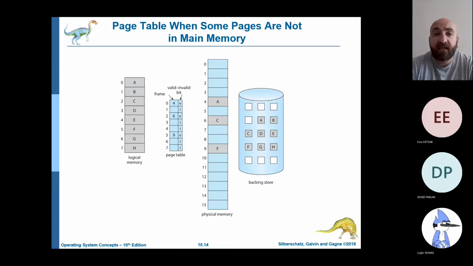But what happens if the process tries to access a page that was not brought into memory? That is the question, the problem we have to solve. Access to a page marked invalid causes a page fault. The paging hardware, in translating the address through the page table, will notice that the invalid bit is set, causing a trap to the operating system. This trap is the result of the operating system's failure to bring the desired page into memory.